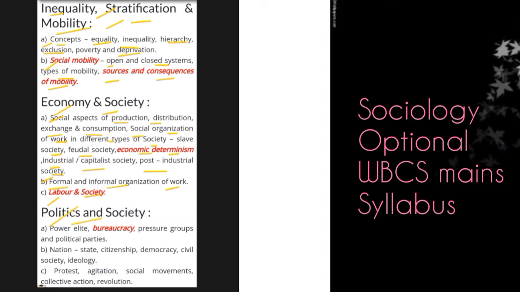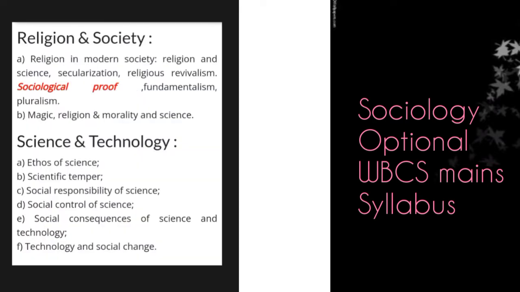Then comes the section of politics and society, which includes power elite, then bureaucracy, pressure groups and political parties, then nation, state, citizenship, then democracy, civil society, and ideology. Then comes protest, agitation, social movements, collective action, revolution.